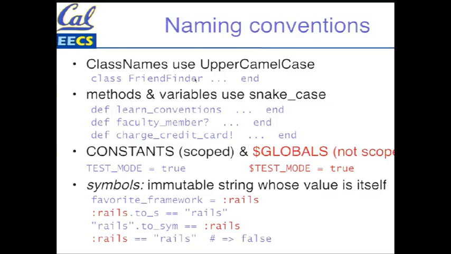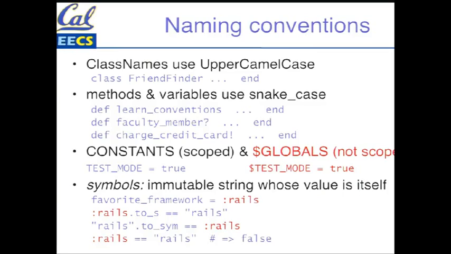So conventionally, when you define a class, you use camel case. Method names and variable names typically use snake case. Notice that method names can optionally end in a question mark. By convention, if a method returns a Boolean or is a predicate, you end it with a question mark. You can optionally end it with a bang if it's a dangerous method, right? A method that does something destructive or that can't be undone. But those are conventions. You don't have to do that.